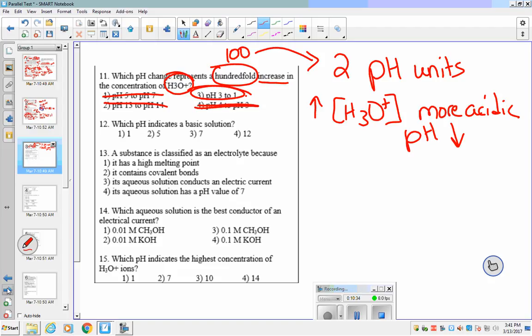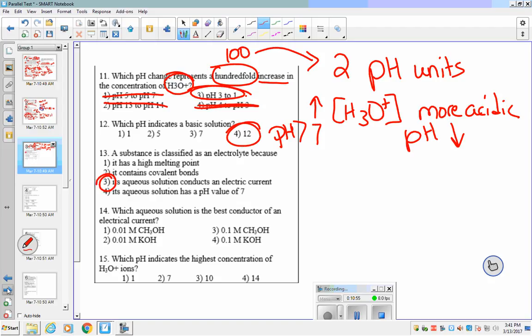Which pH indicates a basic solution? This is very straight up definitional, knowledge based. Anything that is a pH greater than 7 is going to be a basic solution. Number 13, a substance is classified as an electrolyte because... this is definitional.